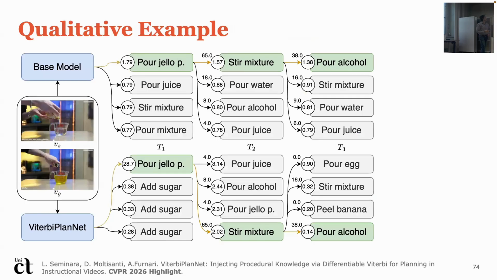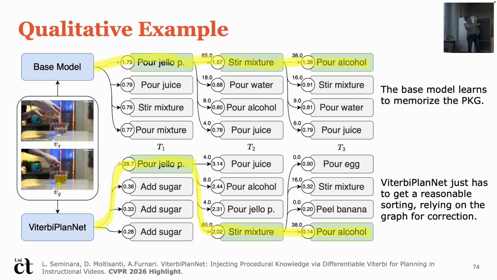This is a qualitative example where we show that a base model that doesn't train with Viterbi tries to put the highest probability actions always on top. Instead, our model doesn't have to do that because the graph, through this yellow arrow that you see here, will eventually correct whatever prediction. So it just needs to put the correct actions reasonably high in the ranking. It doesn't have to put them always first. And so this means the task is easier at training time. And so this is an easier cognitive task.